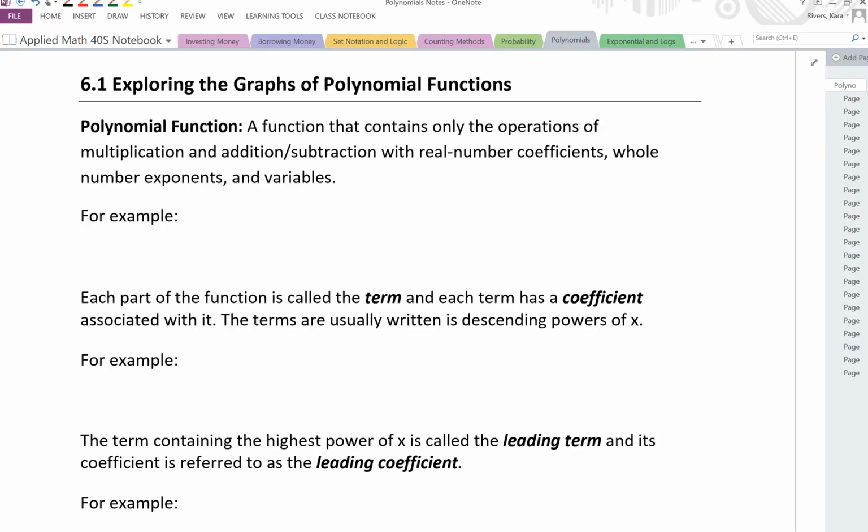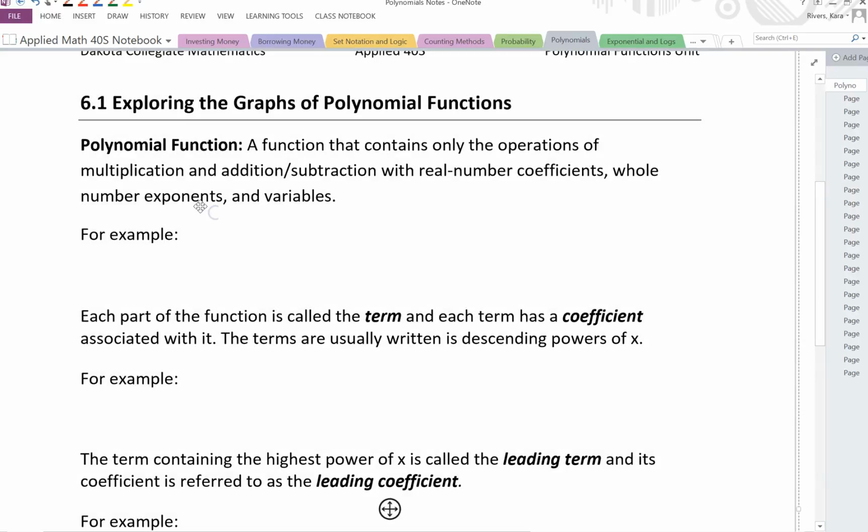Let's get started. So a polynomial function is a function that contains only the operations of multiplication and addition or subtraction with real number coefficients, whole number exponents, and variables. So an example of a polynomial function, you've seen these before. y equals 3x squared minus 2x plus 6 is an example of a polynomial function.